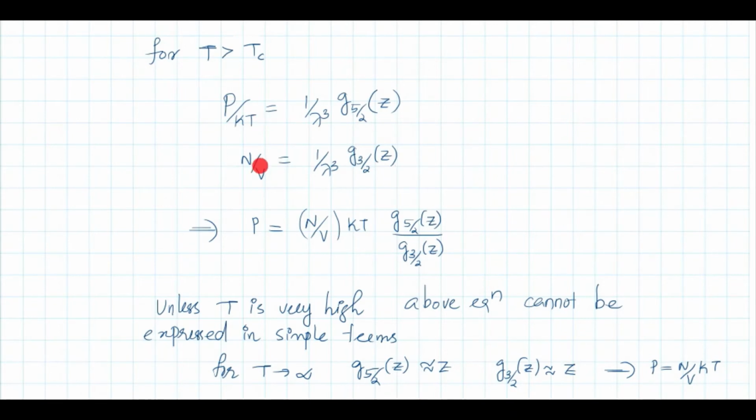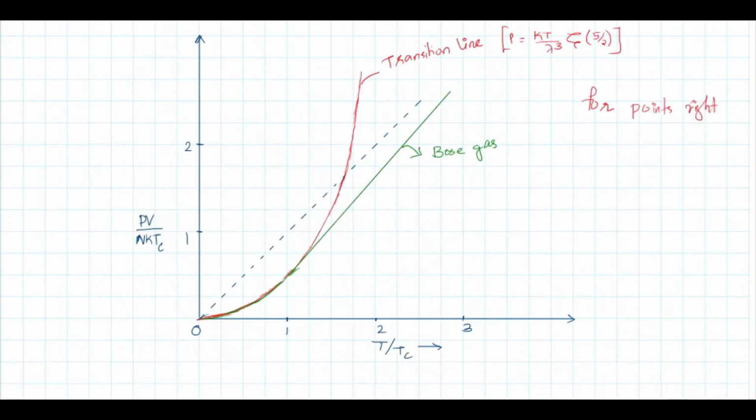You can divide these two expressions in order to write P equal to n by V into Kt G 5 by 2 Z by G 3 by 2 Z. An exact evaluation of this is very difficult, but in the limit T tends to infinity, you can calculate the value. If T is very high, in the limit T tends to infinity, Z will be very small, and G 5 by 2 Z you can approximately write as Z. G 3 by 2 Z also you can approximately write as Z. Then that will cancel in both the numerator and denominator. You will get P equal to nkt by V, the exact equation obtained for the Boltzmannian gas.